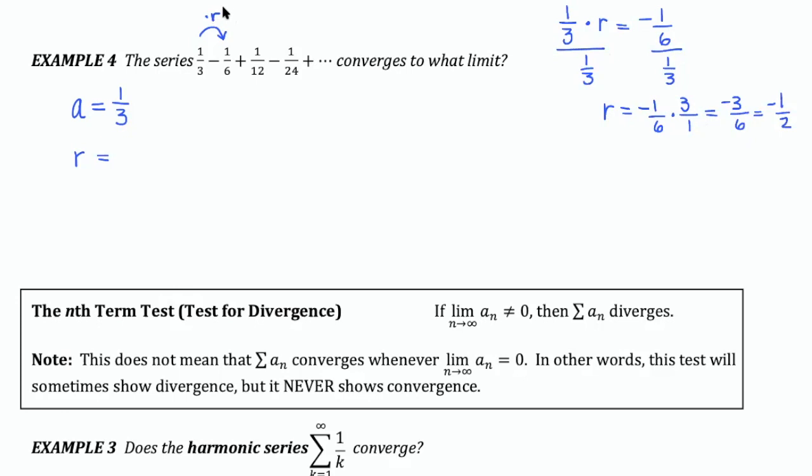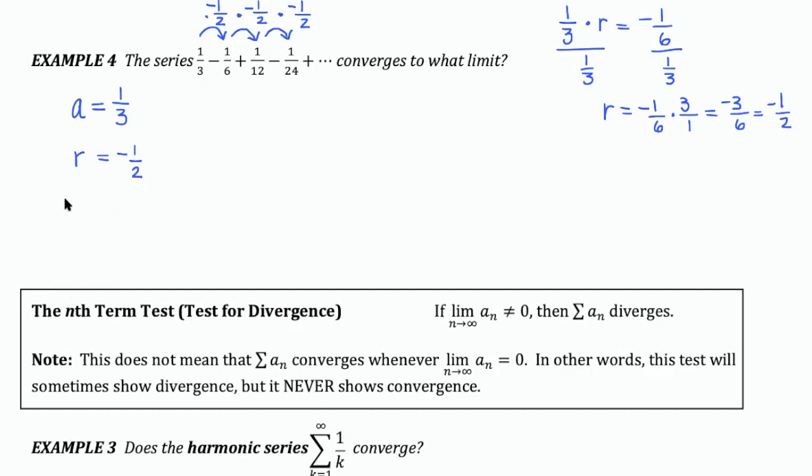So now that I have my first ratio, I need to check a few more and make sure that it does appear that that's what the R value is. So if I take -1/6 and I multiply it times -1/2, I do get 1/12. And if I multiply 1/12 by -1/2, again, I do get -1/24. So my R value is in fact -1/2.